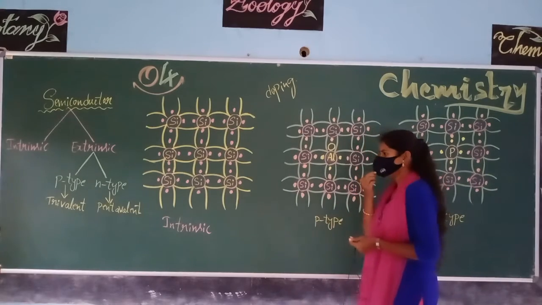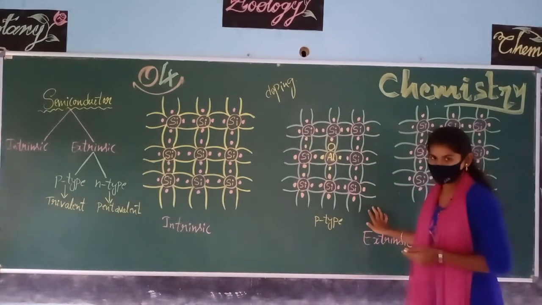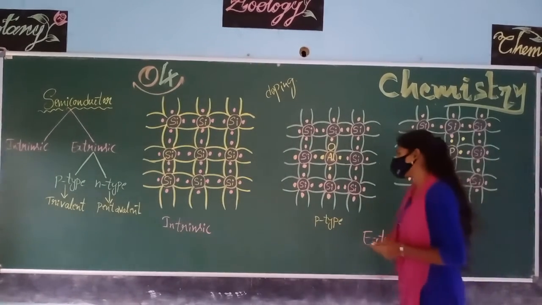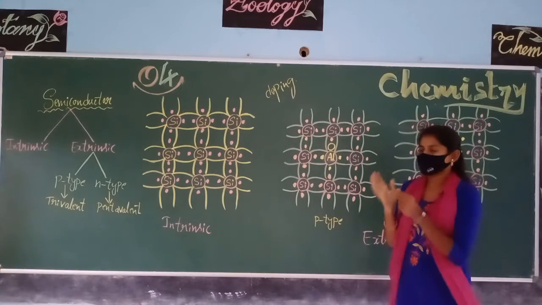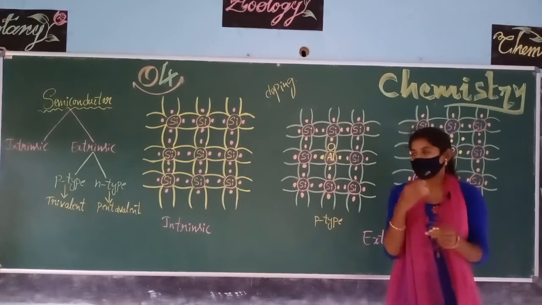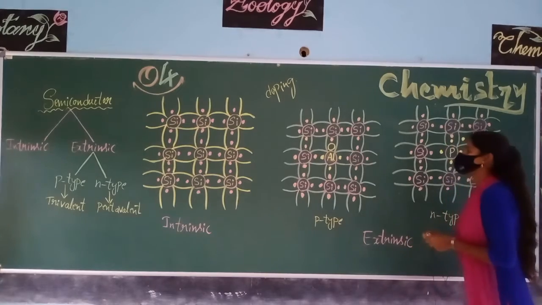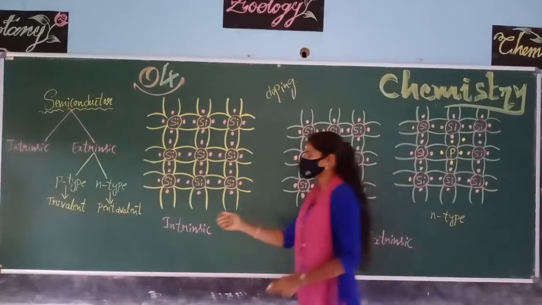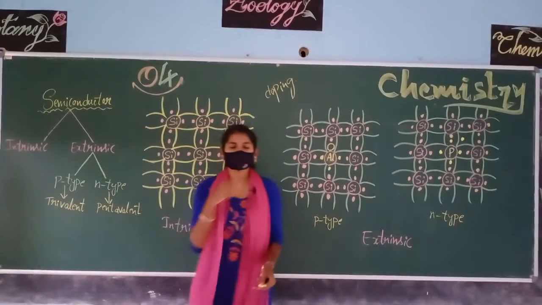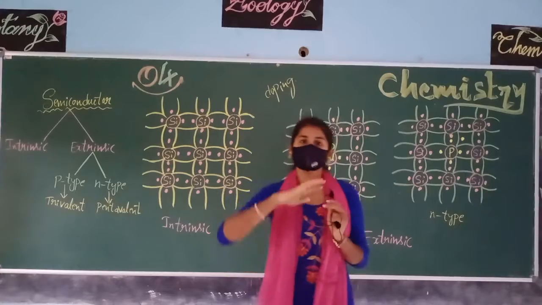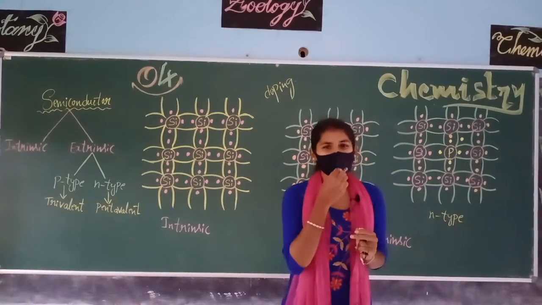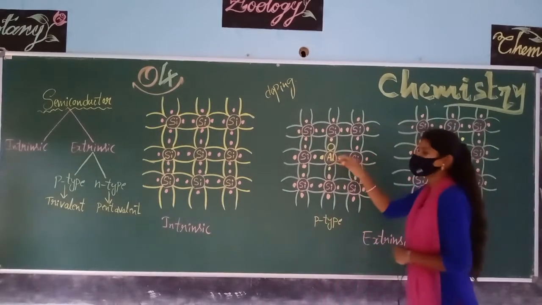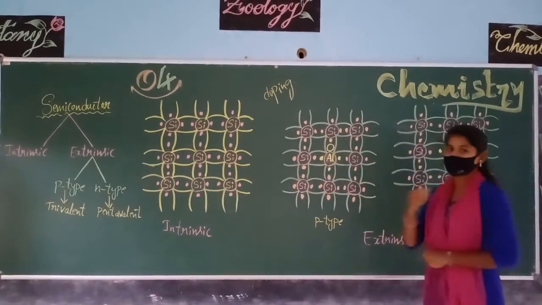Right? First we will see now the p-type extrinsic semiconductor, then we will see the n-type extrinsic semiconductor. Here coming to the p-type extrinsic semiconductor, extrinsic means we are going to add impurities. In this p-type extrinsic semiconductor, we are going to add trivalent elements. The trivalent elements are the elements which have 3 electrons in the outermost shell. The outermost shell is nothing but the valency shell. Such elements we are going to add as an impurity in between this silicon structure.